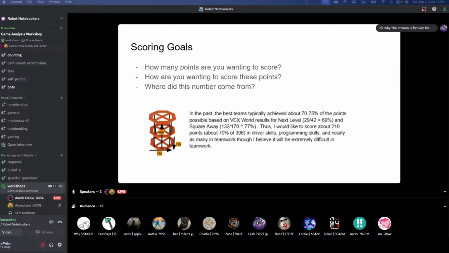Again, optional, but can be interesting to include are your scoring goals. So how many points do you want to score? How are you going to get them? Where did this number come from? This is an example from my Rise Above IQ notebook. Really just saying, what has scoring looked like in past competitions? In this case, it's looking at a percentage of points that the top teams were scoring, and then translating that percentage of points to the current game. Now, the limitations of this thinking are that you don't account for strategical differences. It's just a pure numerically analyzed value.